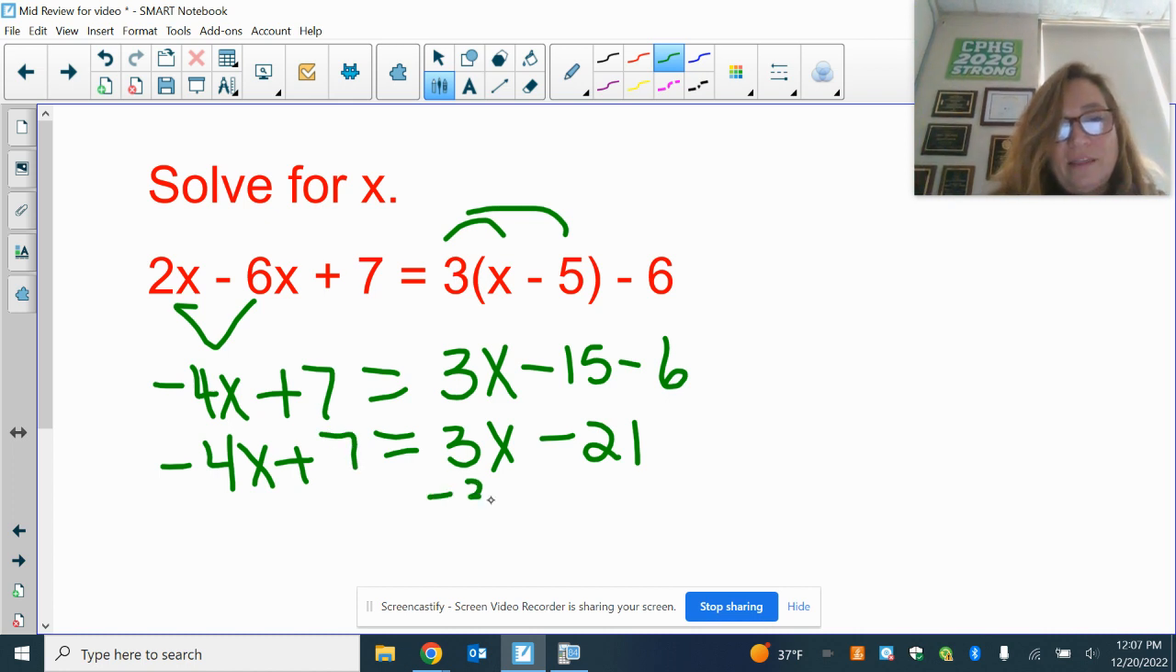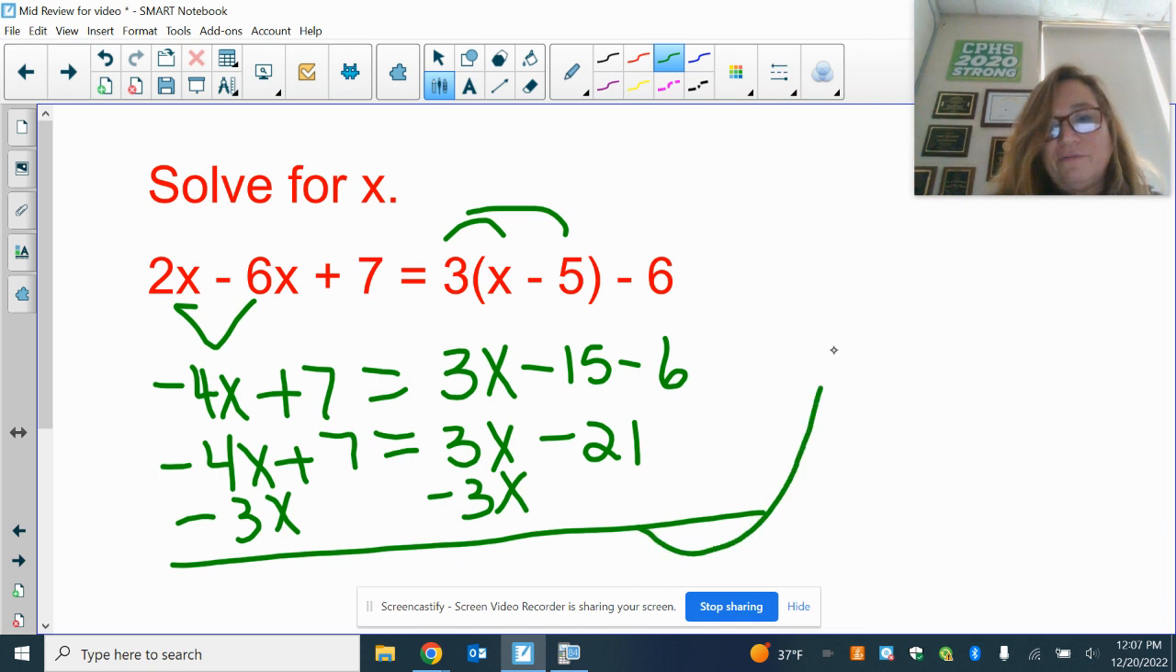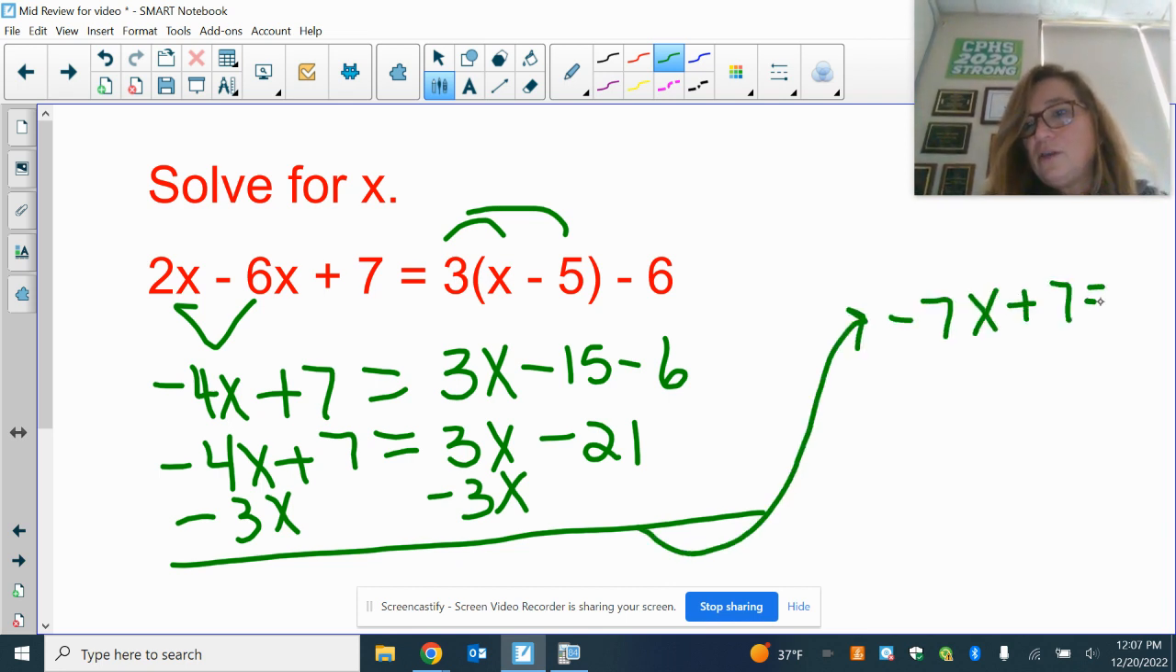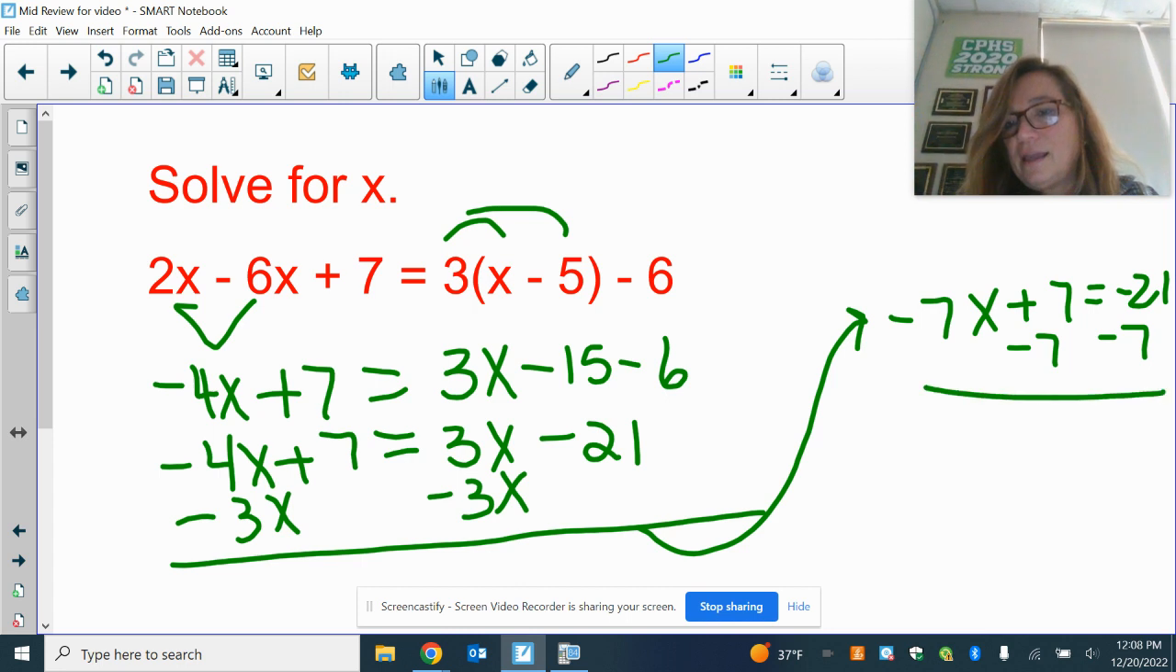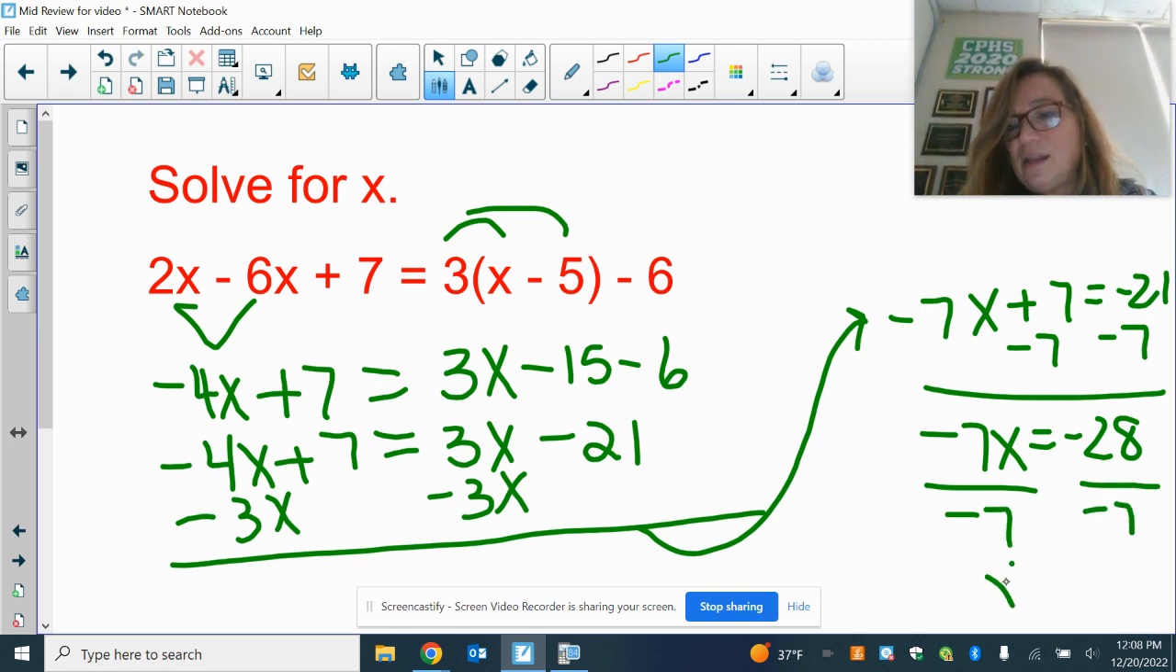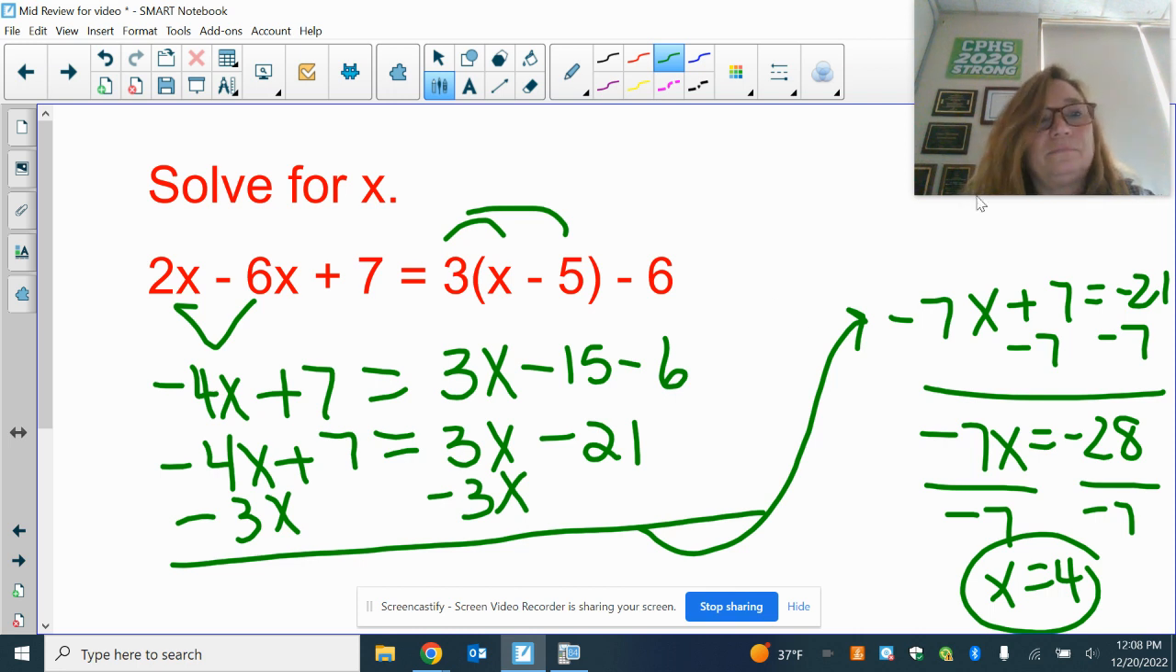I'm going to subtract the 3x because I'm moving my letters to the left, but you could have added the 4x if you so chose. That gives me -7x plus 7 equals -21. Liking that because they're all 7s there. And that gives me -7x equals -28. Divide by -7, divide by -7, and x equals 4. Not so bad.